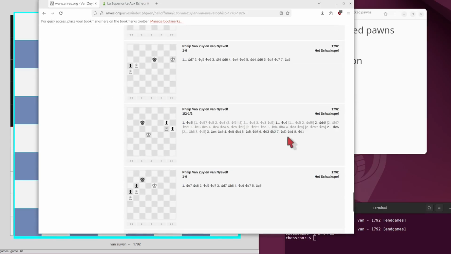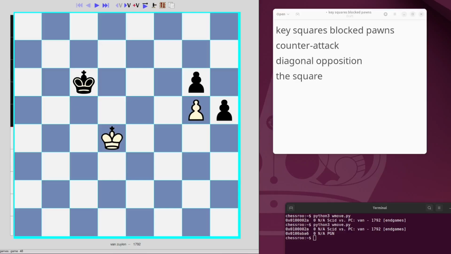Obviously, this is pretty good, this book, Het Schakspel. So, you can see there are four things I just want to mention briefly in terms of the way you could solve this. First of all is the key squares for blocked pawns. I don't think I've covered that, but the idea is that the three squares on either side of the pawn are regarded as the critical squares, so that if the black king got onto those key squares, he would then be able to capture a white pawn.